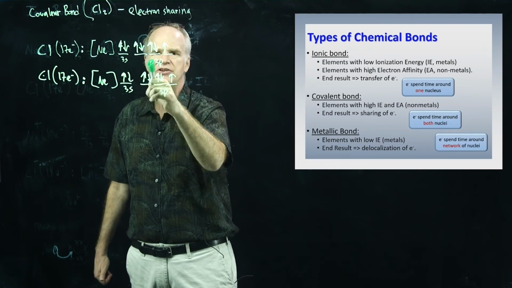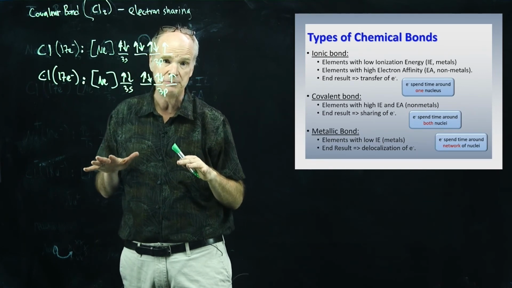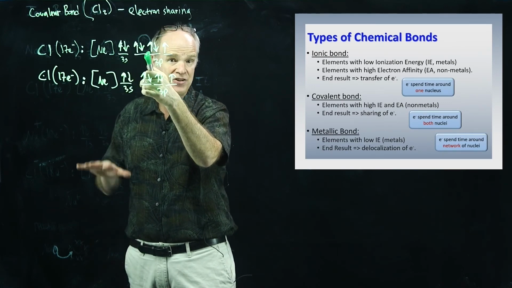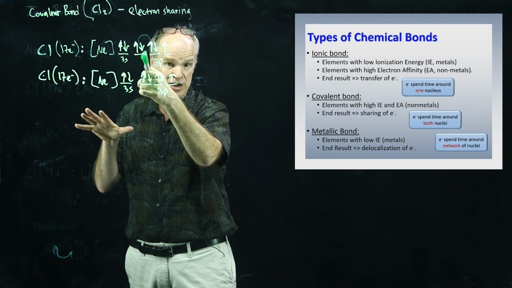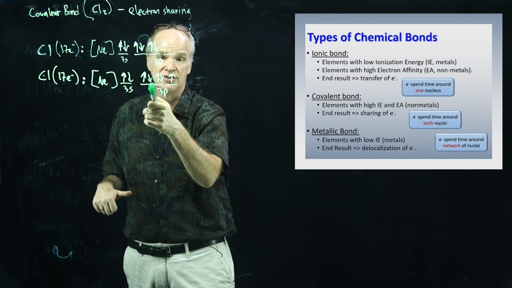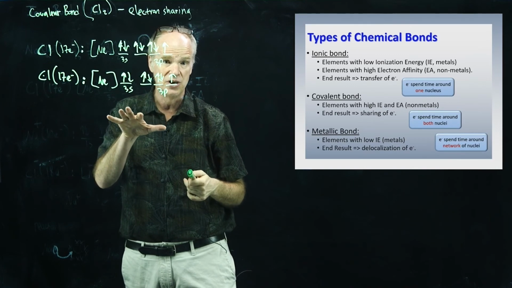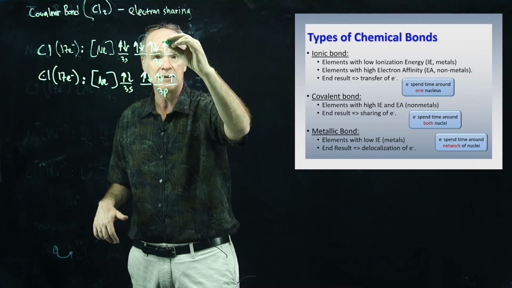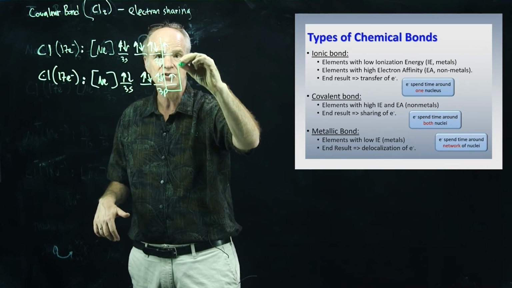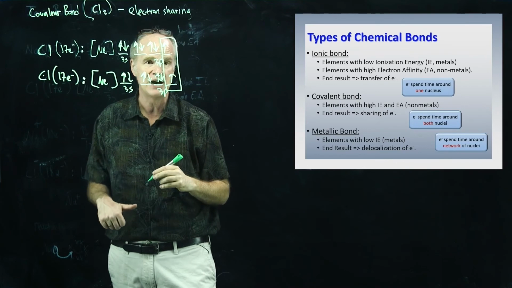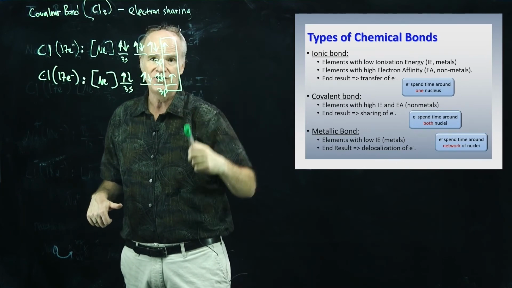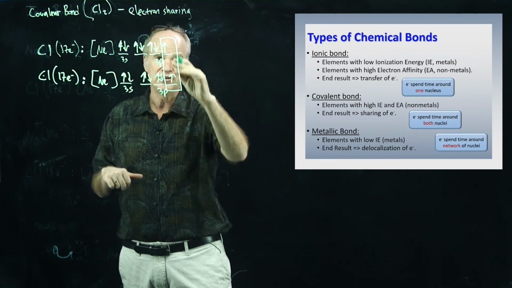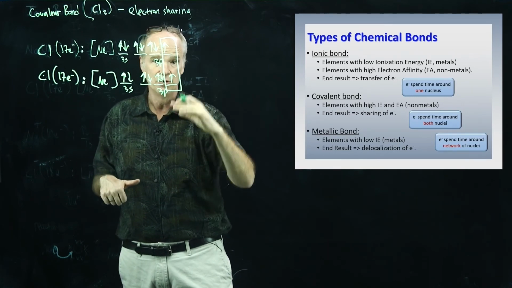Now, how about these other chlorine electrons? Will they do the same thing? The answer is no. These top chlorine electrons stay localized to the top chlorine nucleus, and these lower chlorine electrons stay localized with the lower chlorine nucleus. But these two electrons move back and forth between the two atoms. To indicate that, we put a box here, which shows that when you bond these atoms, these two electrons will be shared between the two atoms.